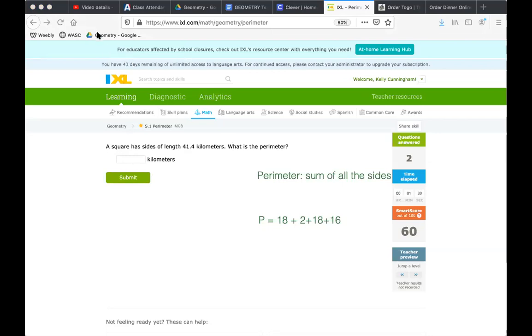So guys, with a square, you know all 4 sides are the same. So you would simply do perimeter is 4 times 41.4. That's the same as adding up 41.4 four times. And that gives me 165.6.